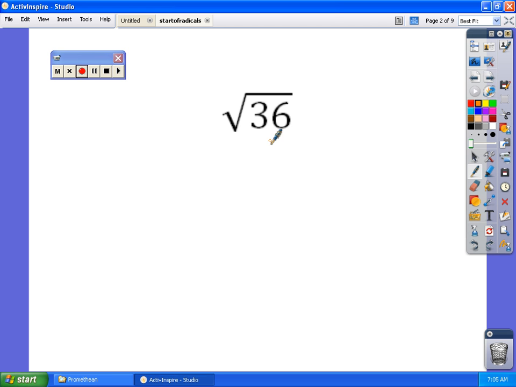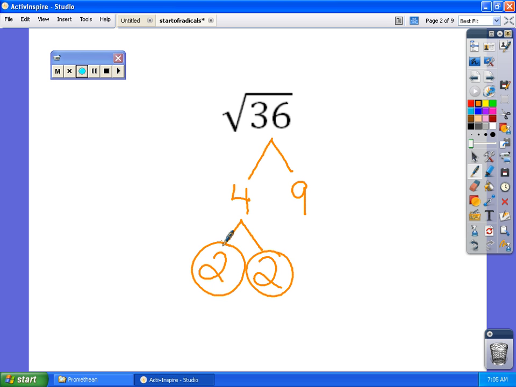So the first thing I'm going to do is use something that I used in elementary school, which is a factor tree. So I need to come up with two numbers that multiply together to give me 36. So the two numbers I came up with were 4 and 9. 4 times 9 is 36. Now 4 is not prime, so I need to keep going. So I divide it and I get 2 and 2. And 2 is prime, so I can stop. 9 is 3 and 3.